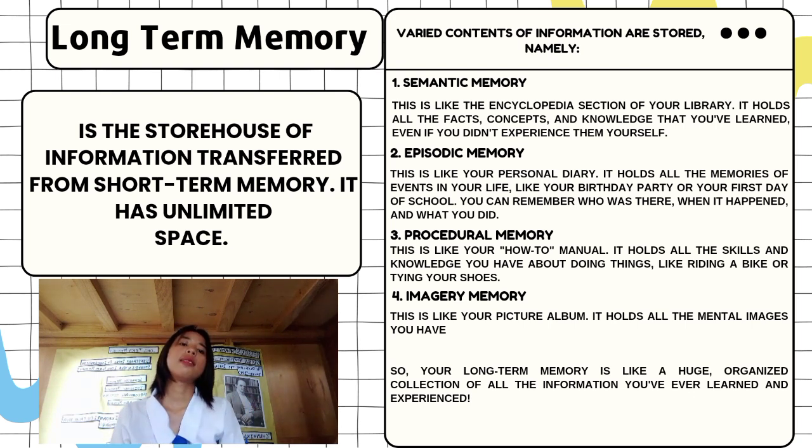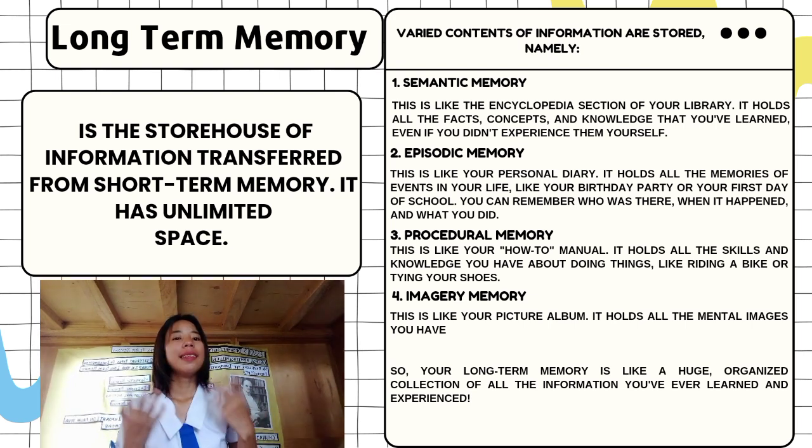Then, second is episodic memory. So, episodic memory is like your personal diary. It holds all the information of events in your life, like your birthday party or your first day of school. Ingana, you can remember who was there when it happened and what you did. So, mao na ang example sa episodic memory.